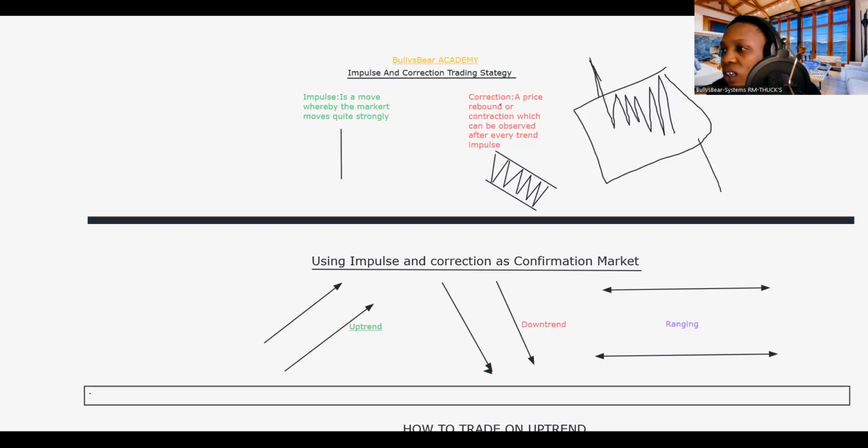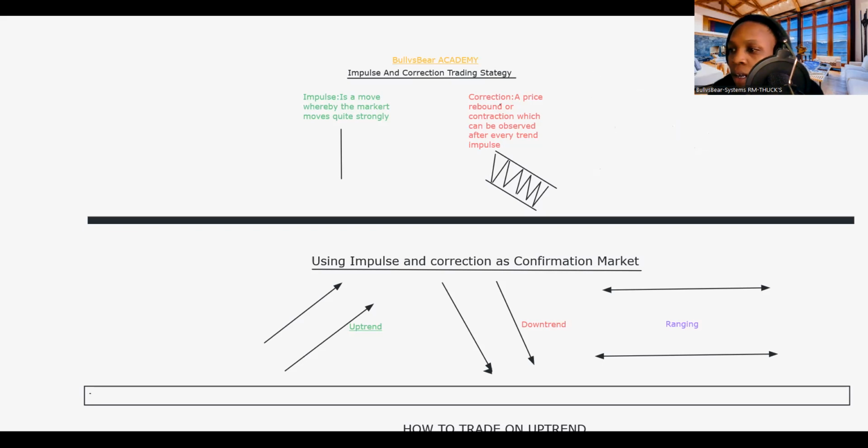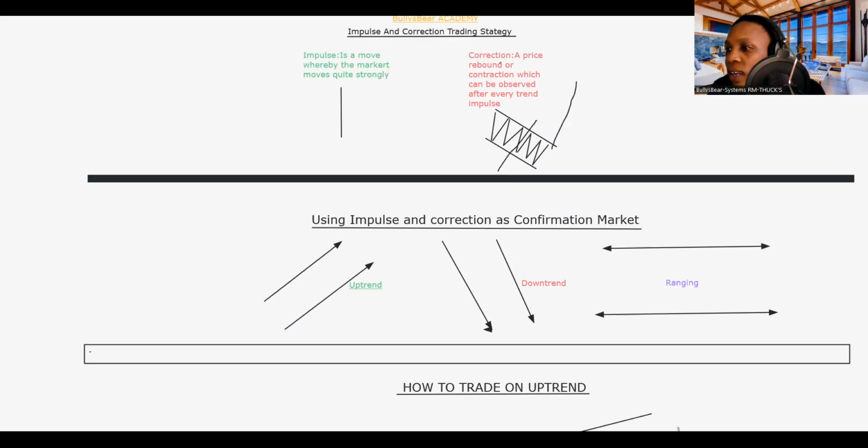So I used to trade it like this. Now I'm going to show you how to use this strategy and make money with it. Every time there is a correction, there will be impulse after this correction. It's either impulse or another correction after the correction, then impulse again. But mostly all the time, the market gives impulse after every correction you get.